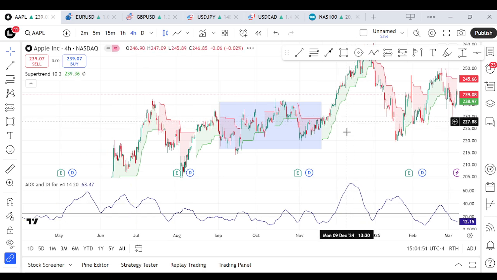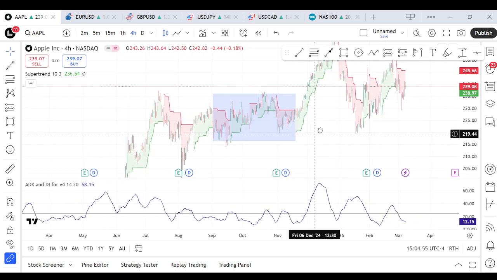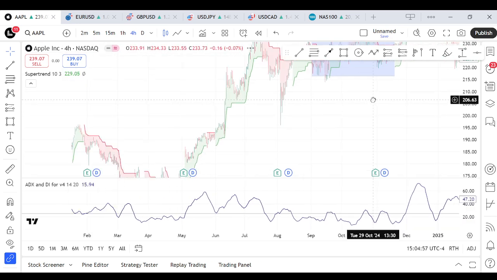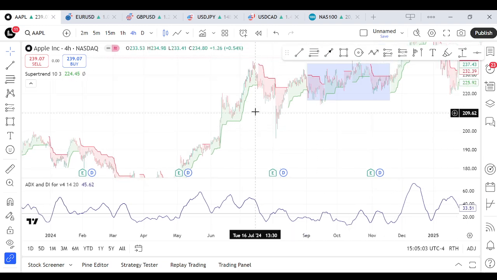So without wasting too much of your time, let's quickly talk about the strategy and how you can use these two indicators in your trades. So the first step is setting up the indicators in your chart, like setting up your Supertrend and the ADX on your chart.